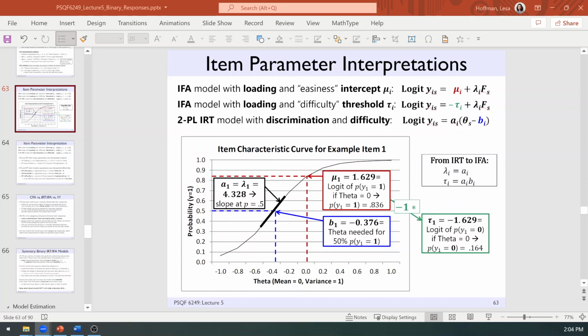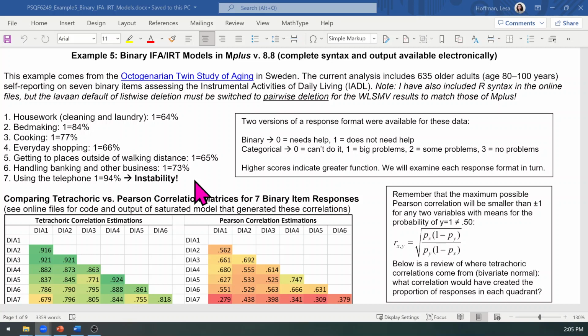So some progress, but not all of the way in terms of trying to get the packages to converge onto the same set of estimates. So I do have a caveat to example 5. Let me get the screen share going for everybody here.